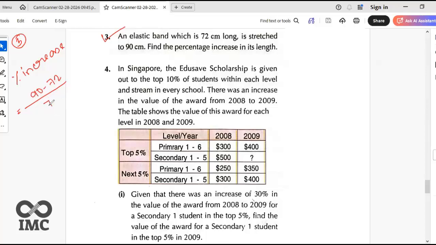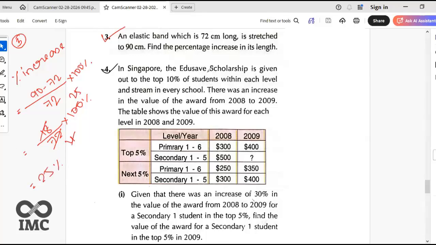What is the original value? That is 72, multiplied by 100%. Simple. 90 minus 72 is 18. 18 by 72 into 100%. 72 is divisible by 18, so it will be 4. 100 by 4 will be 25. So we'll get 25%. Simple.